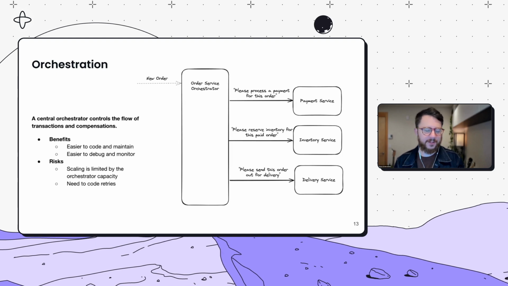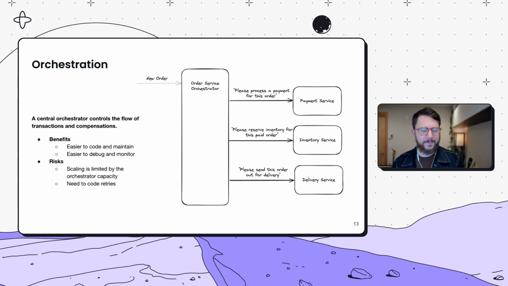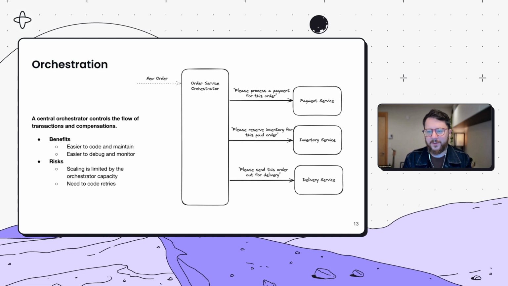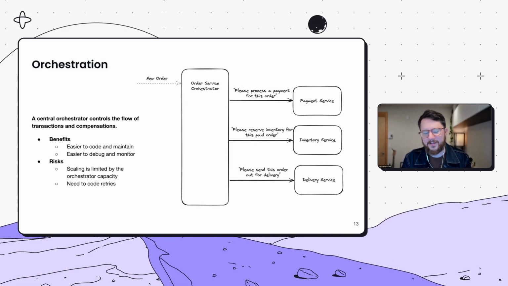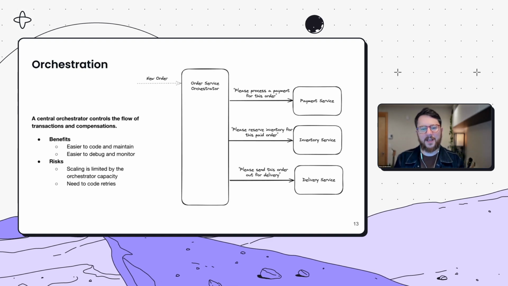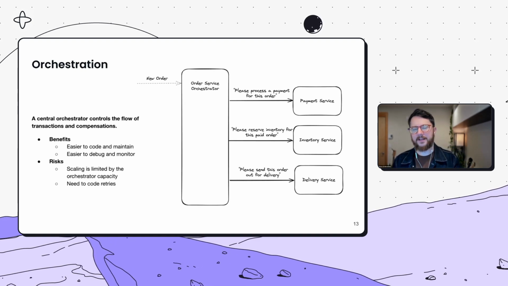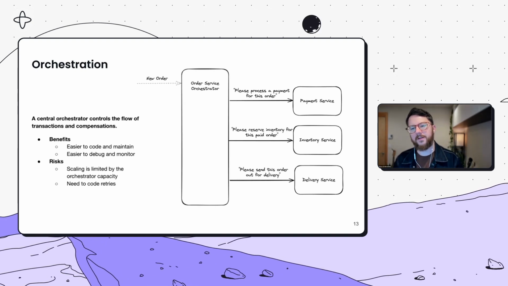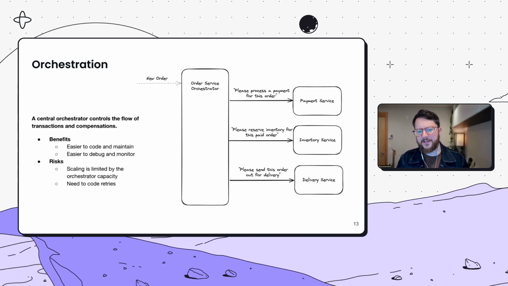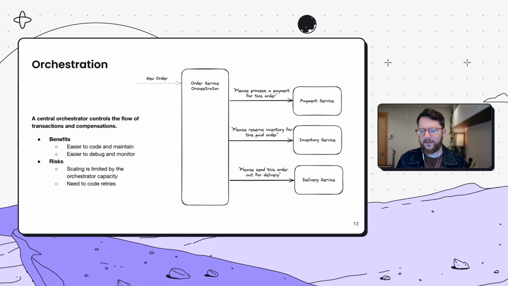All you do is ask the order service orchestrator, hey, where is this order up to? Are you up to inventory reservation? Are you up to sending delivery out? You have one place to ask because there is a single central orchestrator. But you get additional risks with orchestration, or the way it's traditionally implemented. So scaling is often limited by orchestrator capacity.